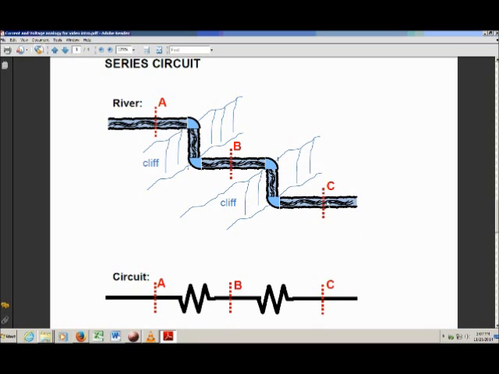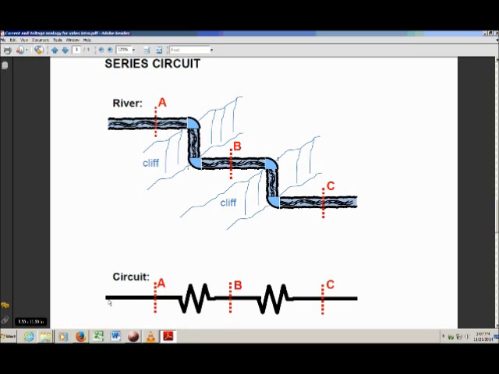So think about the current in the river here. How does that compare to the current up here? And the answer should be that, of course, it's exactly the same. There's nowhere that the water could escape to. It's only got one path. So all the current here should be exactly the same as the current you measure here, should be exactly the same as the current you measure here. So the current stays the same all the way through.